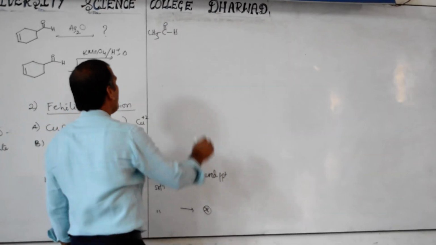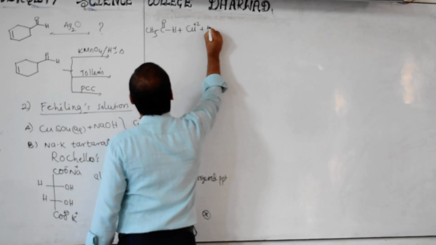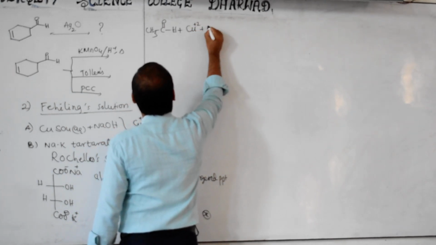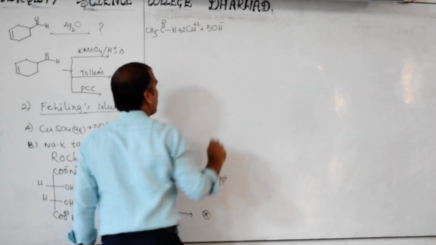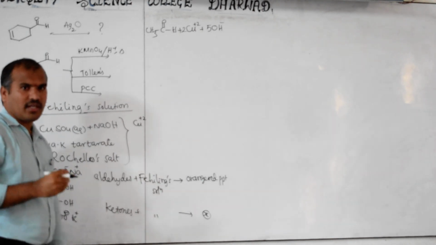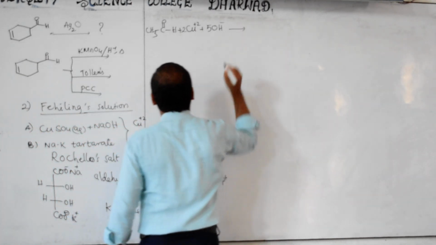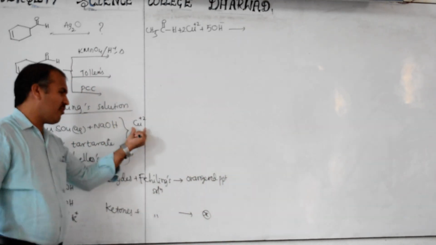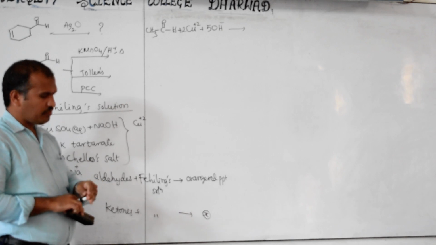Acetaldehyde reacts with Cu2+ and you can balance this. Here is 2 moles and this is 5 OH minus. On the left side I am writing the stoichiometric reactants, and on the right side you can balance it. I already told you that this is how the Cu2+ form is represented. Now you may ask a question.